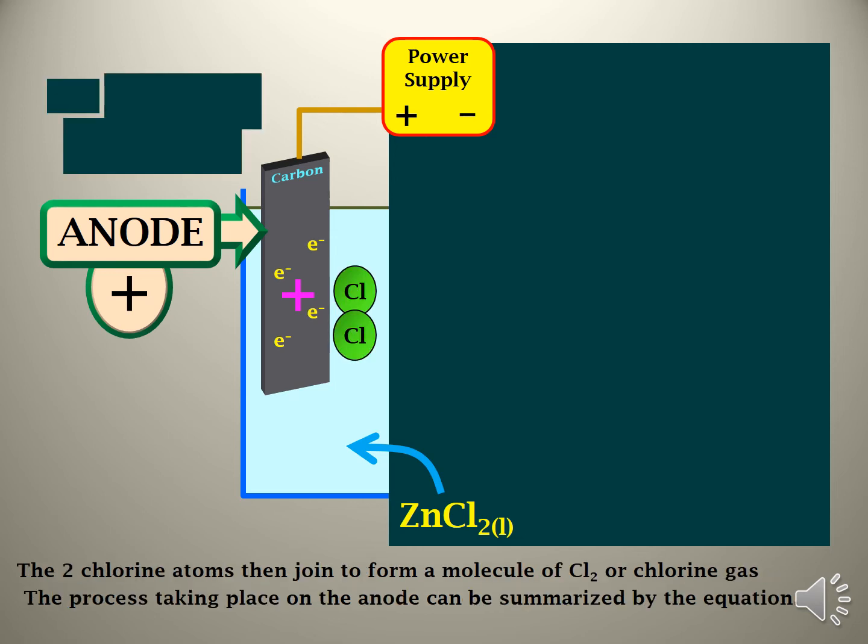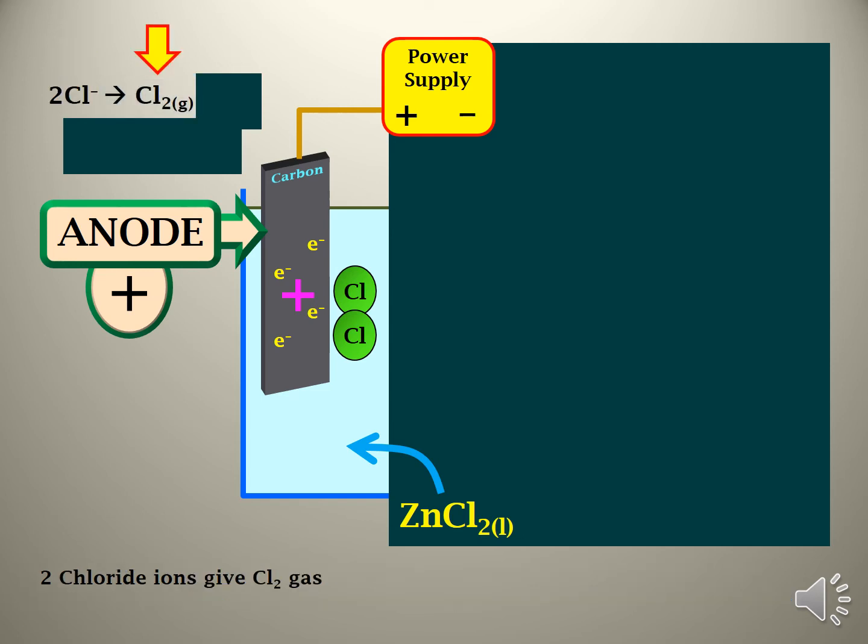Two chlorine atoms will join to form a molecule of chlorine or chlorine gas. Actually, when these two chloride ions lose their electrons, they will convert into chlorine atoms, and these both atoms will join together to form a chlorine molecule. And this process taking place on the anode can be summarized with an equation. Two chloride ions will convert into chlorine gas by losing two electrons.